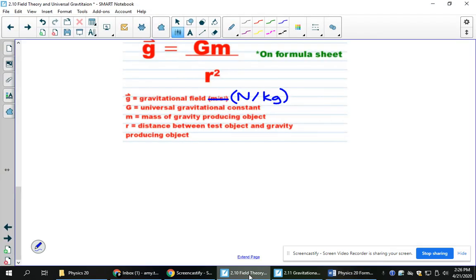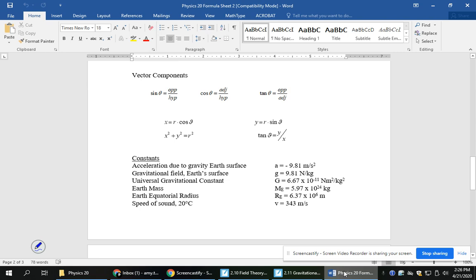There's m, the mass of the gravity producing object. So you'll have to decide what is producing the gravity in your question. And then r is the distance between the test object and the gravity producing object. Now distance is measured in meters. Mass is measured in kilograms. And the universal gravitational constant is in newton meters squared per kilogram squared, I believe. Yes.